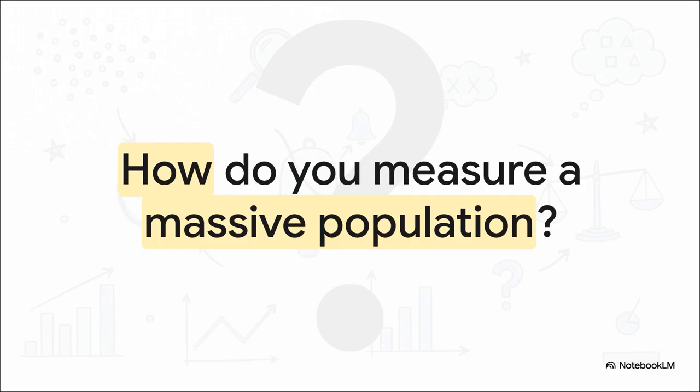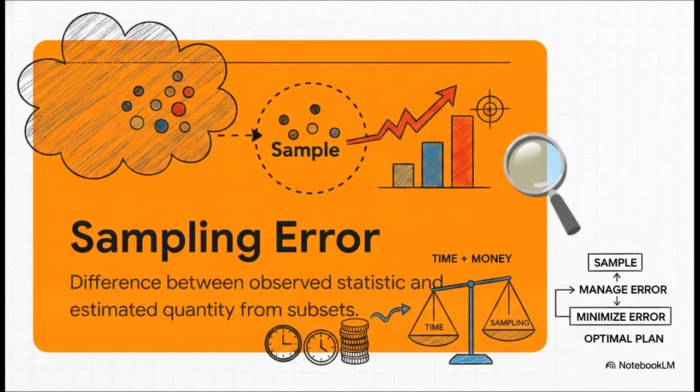So instead, what do you do? You collect a representative sample. You compute the sample mean, and you save a massive amount of time and money. But that savings definitely comes with a catch. And that catch is sampling error. You can think of this as the inevitable villain of our story. Whenever we decide to only look at a subset of data rather than the whole population, we're introducing error. It's literally the exact difference between the statistic we observe in our sample and the true population parameter we actually want to estimate. When an analyst chooses to sample, they are actively trading time and money for sampling error.